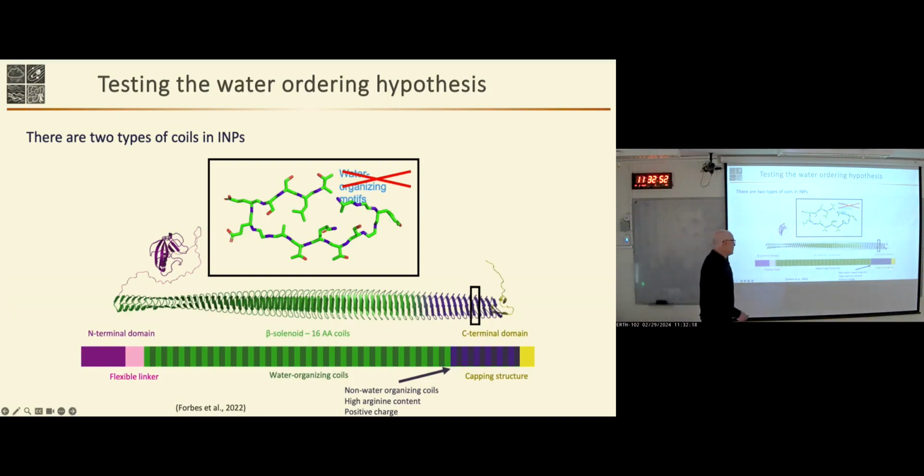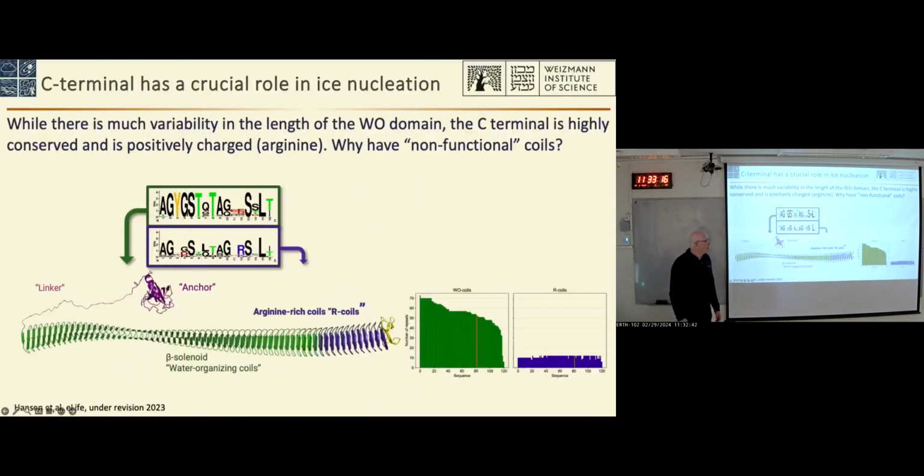Now, this is very interesting because this part of the protein does not have any more of this water organizing motif. It has a lot of arginine, a different type of amino acid. It is positively charged, while this is negatively charged. But we found that when we remove this part, there's no ice nucleation or hardly any ice nucleation. I'll show you that.